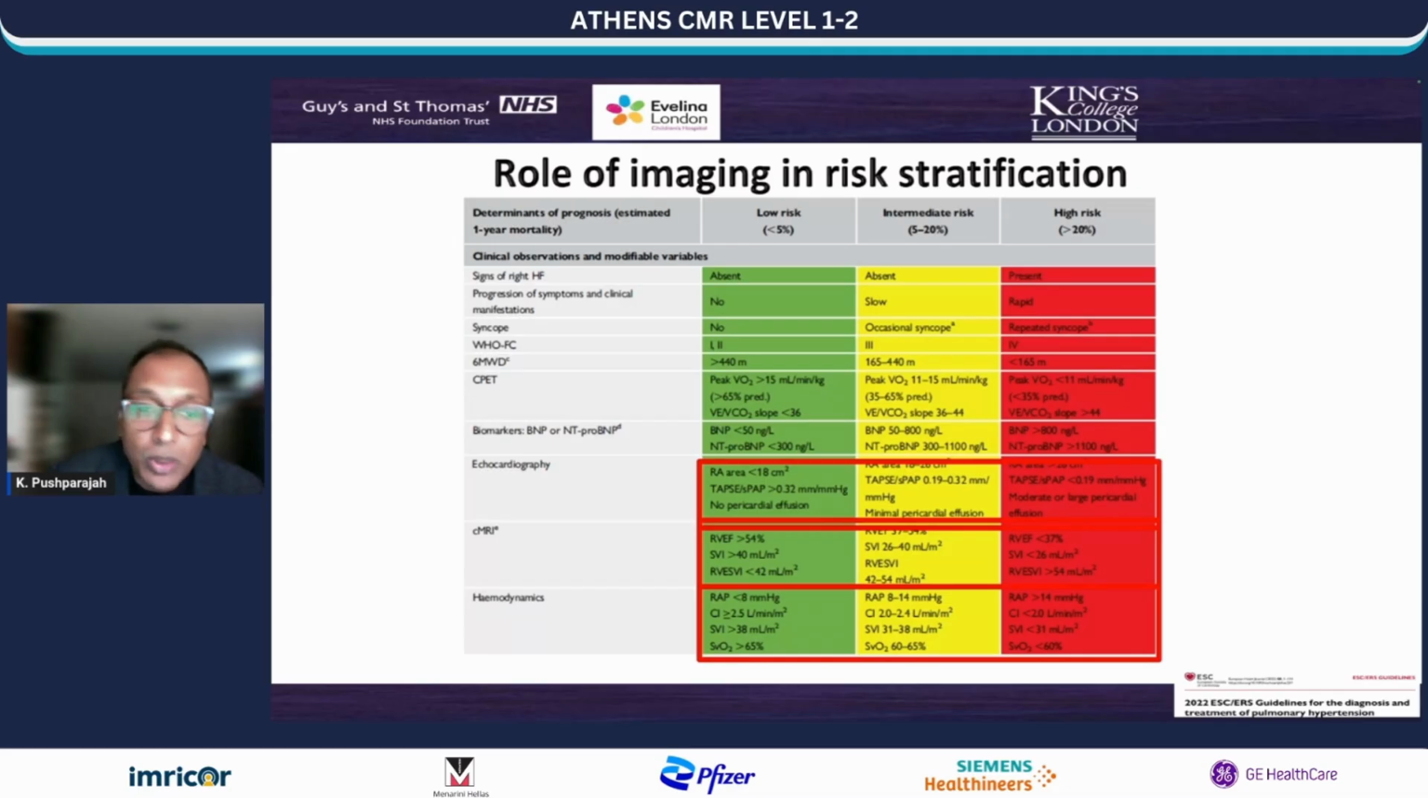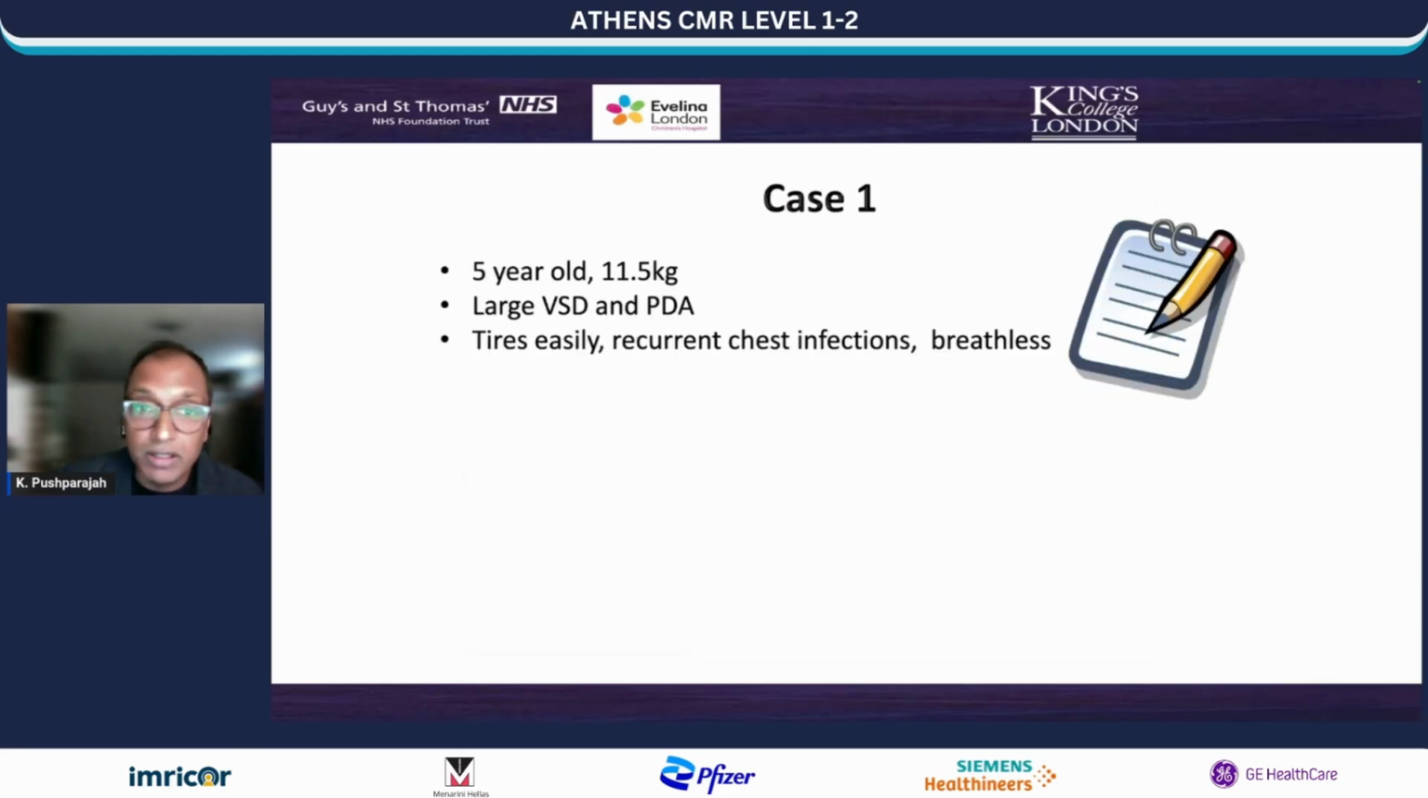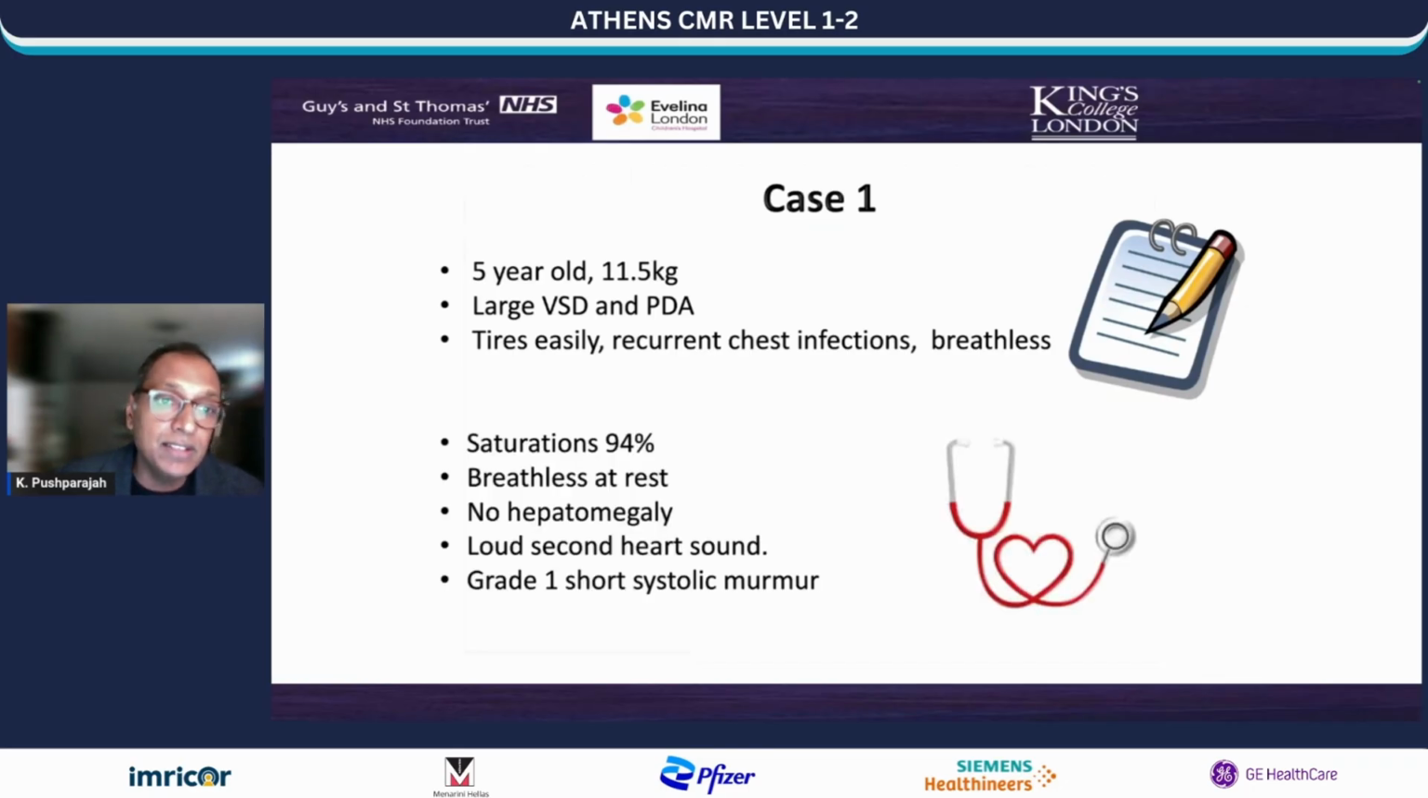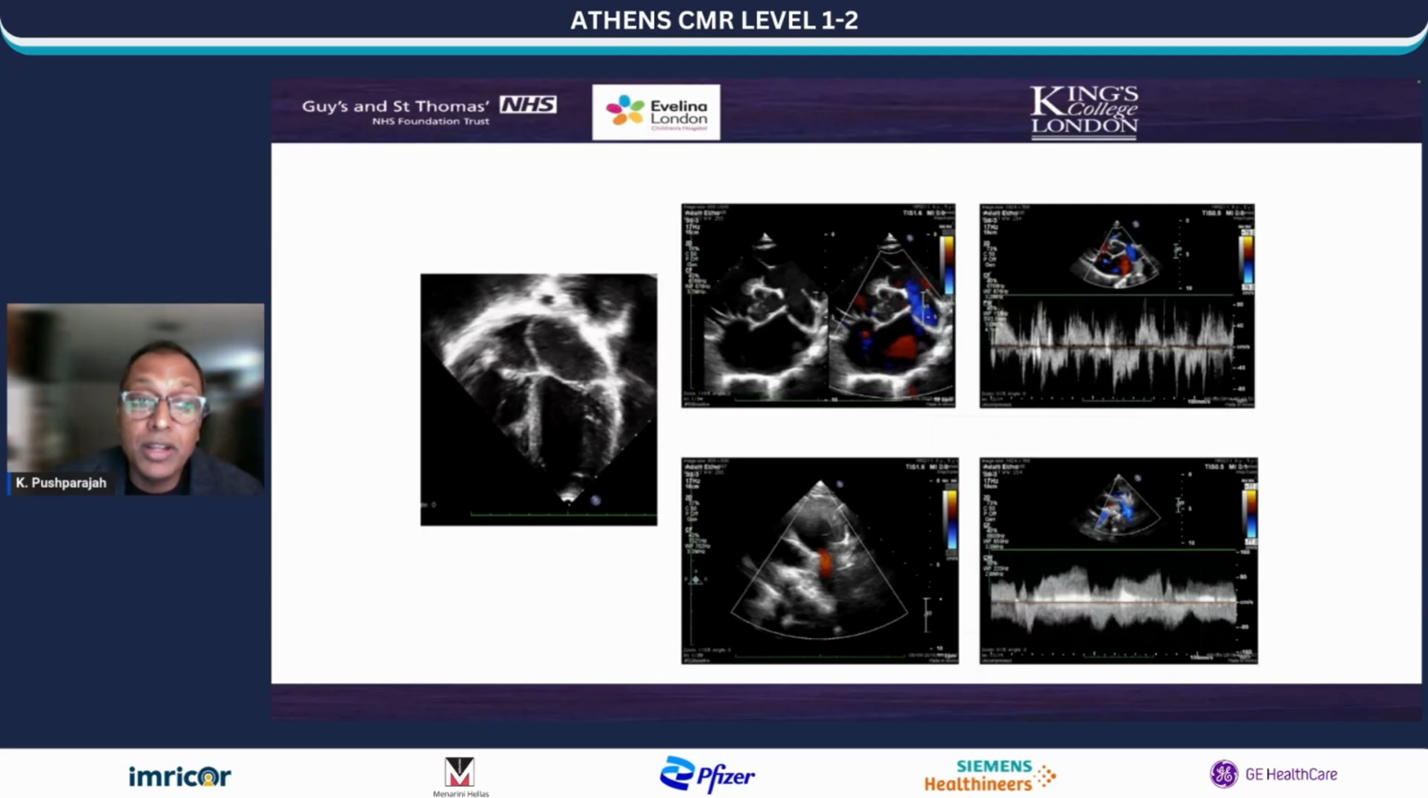And that's where I'd like to show you that measuring things like pulmonary vascular resistance through a hybrid combined MR and X-ray technique is going to be very meaningful to your patients. So take this example of a 5-year-old child who presents late with a VSD and a PDA, saturations a little bit borderline. The child is comfortable at rest, there's no hepatomegaly, and there's a loud second heart sound. So you know the pulmonary artery pressures are high.